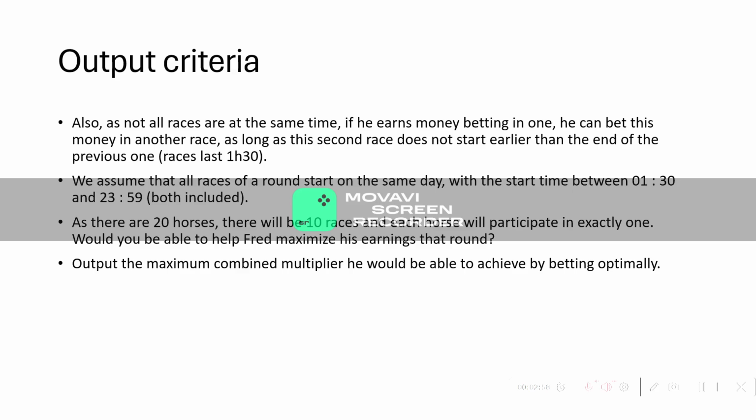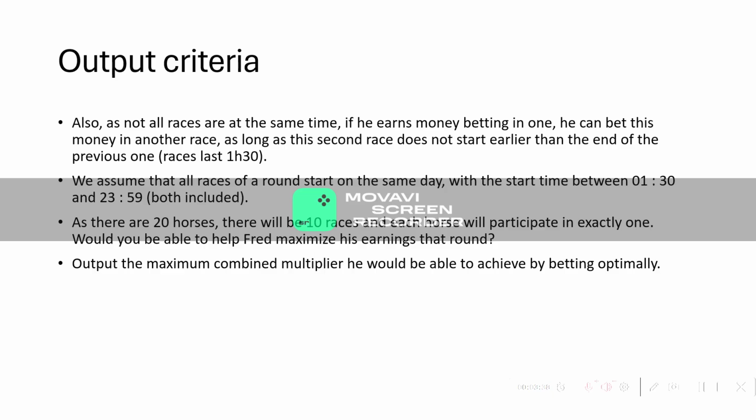So the output criteria: the races are not at the same time, and if he earns money betting on one, he can bet this money on another race, as long as the second race does not occur at the same time. The races last about 1 hour 30 minutes, and there is no overlapping, so he can bet on one race and then start betting on the next race.